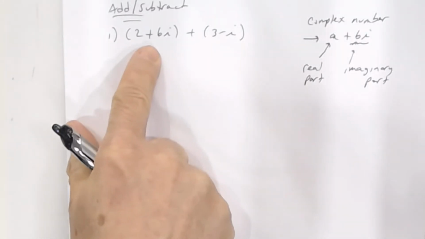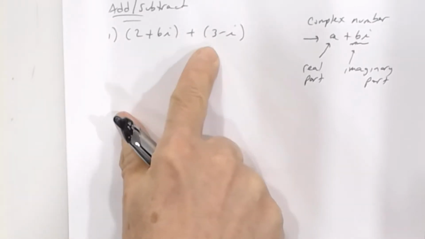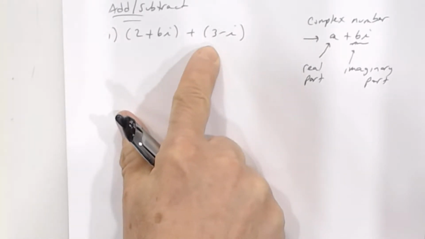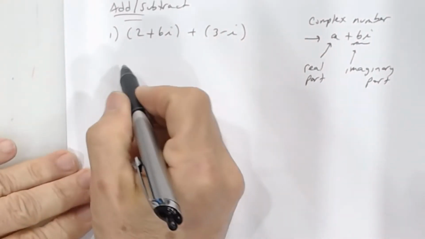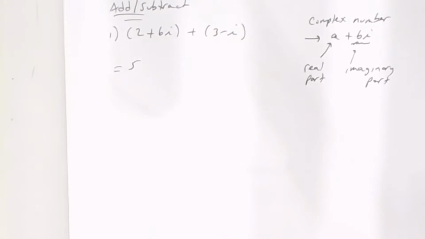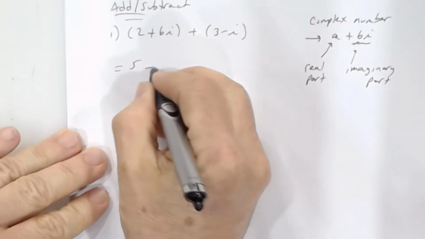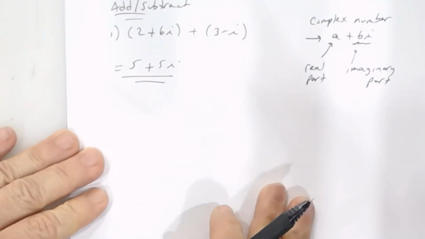So in the first parentheses, what is the real part? 2. In the second parentheses, what is the real part? 3. Can I add 2 and 3? Yes. What is that? 5. In the first parentheses, what is the imaginary part? 6i. In the second parentheses, what is the imaginary part? Negative i. Can I combine those? Yes. What's 6i and a negative i? Plus 5i. So there's your answer.